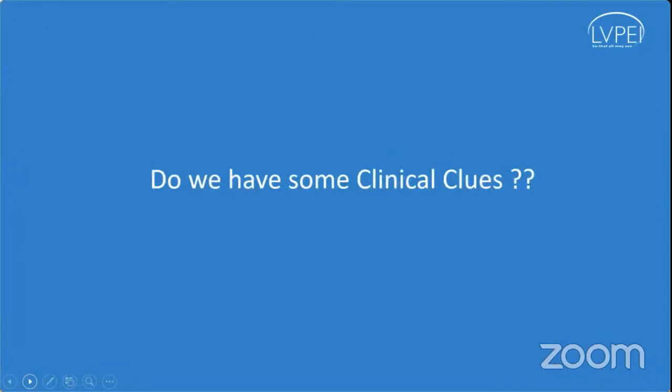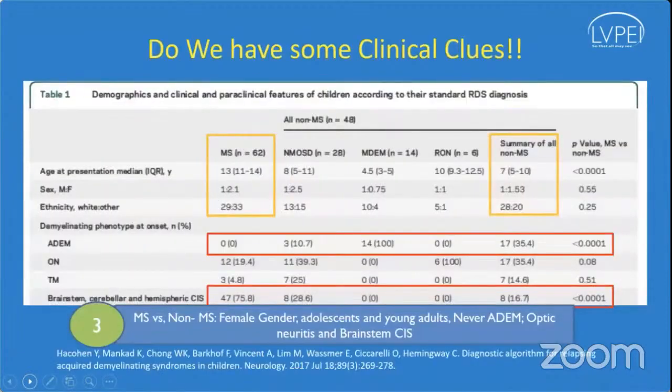So are there other clinical clues? There is a big study by Hacohen's group which looked at patients who have recurrent pediatric optic neuritis. And this study gave us some clues as to underlying differences between different etiologies. Coming first to differences between multiple sclerosis versus non-multiple sclerosis demyelinating disease, they found that patients with multiple sclerosis were more often females. They were more likely to be adolescents and young adults rather than young children. They never presented with edema, and they might present with optic neuritis and brainstem clinically isolated syndrome.